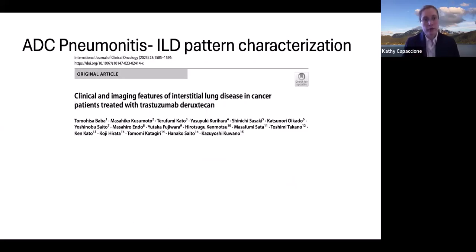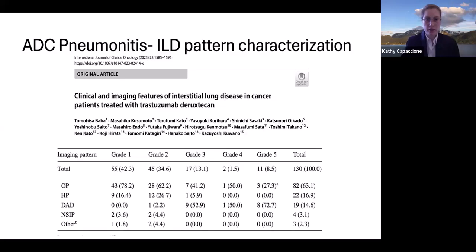Now, moving forward specifically to ADC pneumonitis, less has been published on this because it's such a relatively new therapy, but there has been a study on trastuzumab deruxtecan, and what they found was very similar to what has been seen in the ICI immunotherapy studies. So they focused on two things. One was the grade of the pneumonitis, and the other was the pattern.